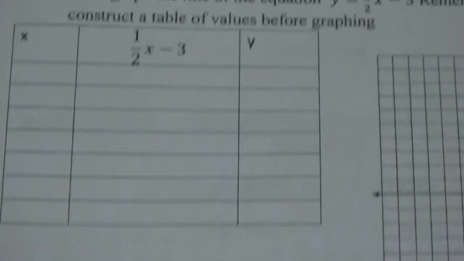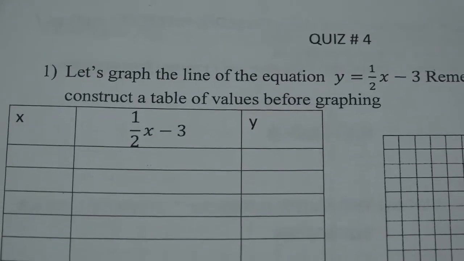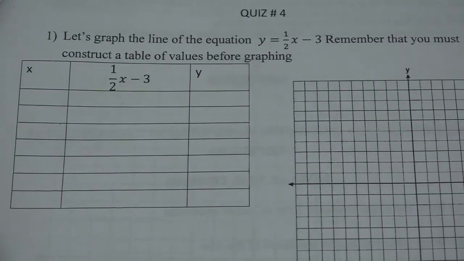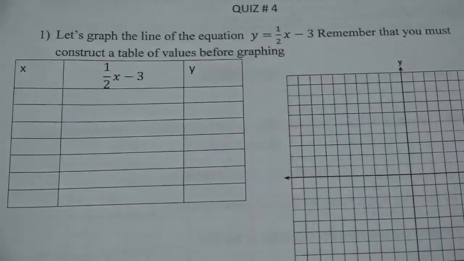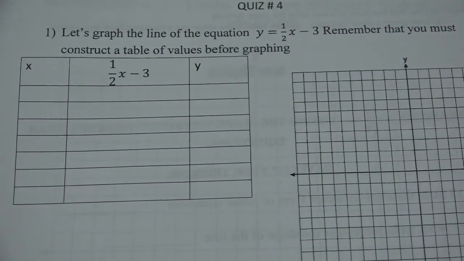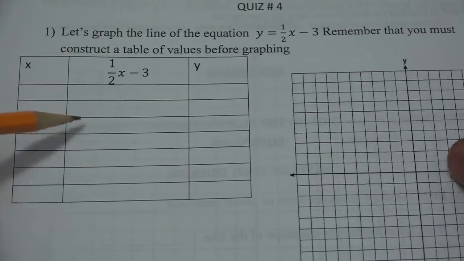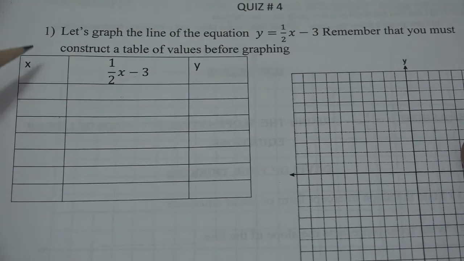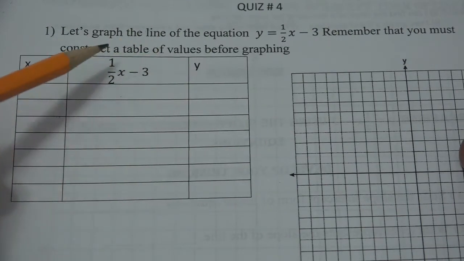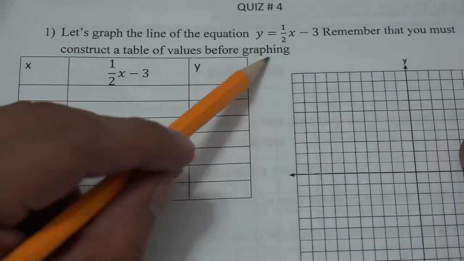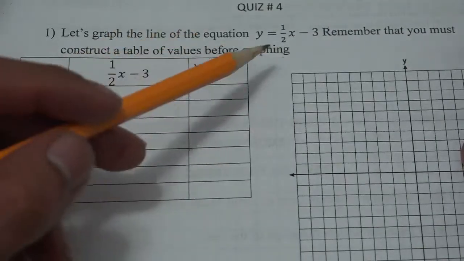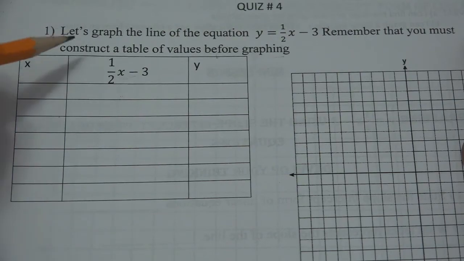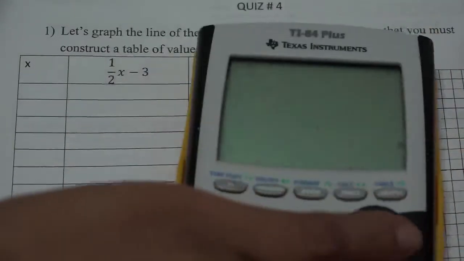And you got quiz number 4. Okay. So you got a table right there. You got y equals 1/2 x minus 3. Sorry, you could use the table. Okay, I already give it to you. Actually, you know what? Construct a table of values before graphing. Okay, so you don't have to really do it before graphing. If you are asked to do it before graphing, then use the calculator, okay, and graph it in the calculator.